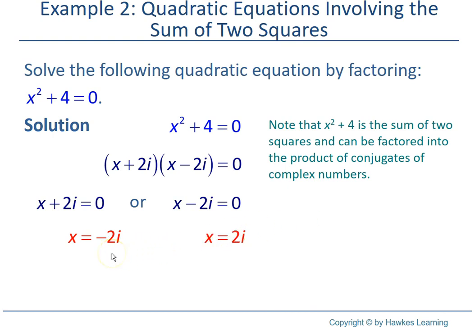So here, the answers would be a negative 2i and a positive 2i. And what you might say, where'd that i come from? Well, that's the imaginary number. And just so you don't have too much wondering here, the i equals the square root of negative 1.